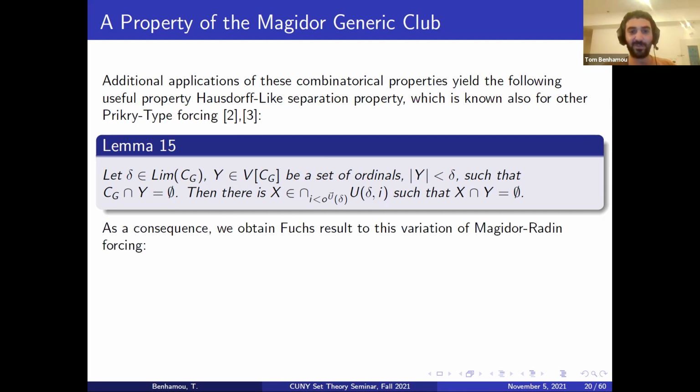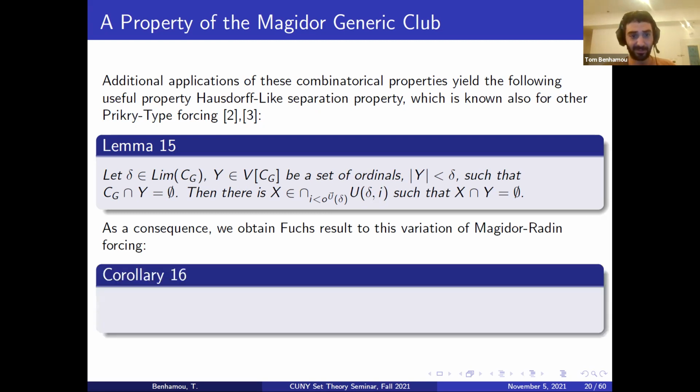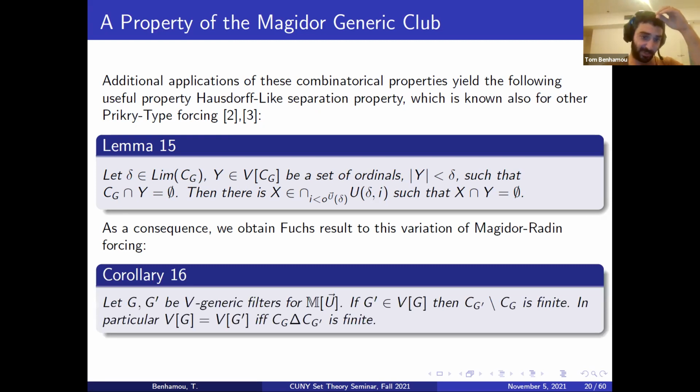So as a consequence, we obtain a forcing result for this variation of Megiddo-Radzin forcing. Given two generic filters G and G prime for MU, such that G prime is in V[G], then CG prime minus CG is finite. So CG prime is almost included in CG. In particular, if we have equality of the models, then the symmetric difference is finite.